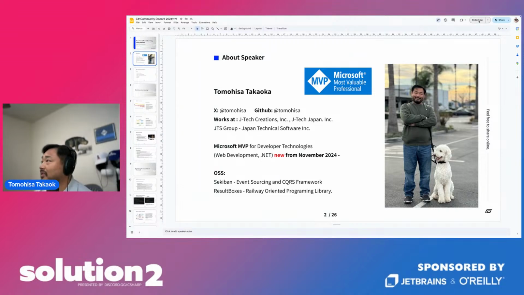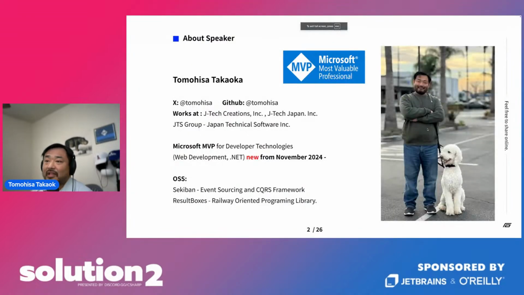So I stopped. Okay. And I got rewarded the Microsoft MVP for developer technologies just this month, in November 2024. And I'm making the open source software called Sekiban, an Event Sourcing and CQRS framework, and ResultBox, a Railway-Oriented Programming library.